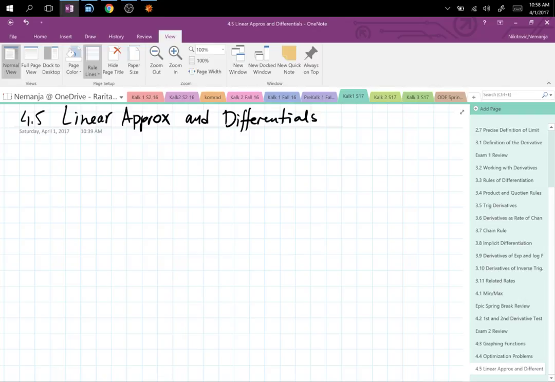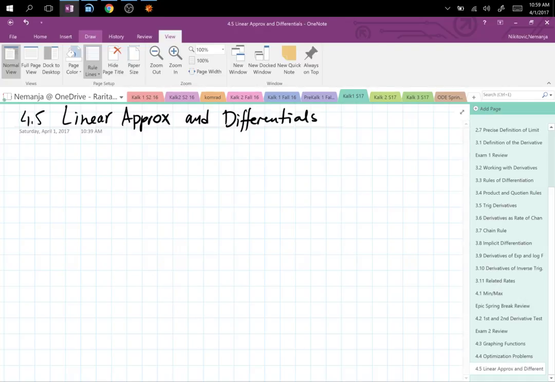What is linearization? Linearization is when you have a function which is nonlinear, sine x or tangent x or e to the x, and using calculus, it's actually the tangent line, you change that equation into a linear equation which is easy to compute.